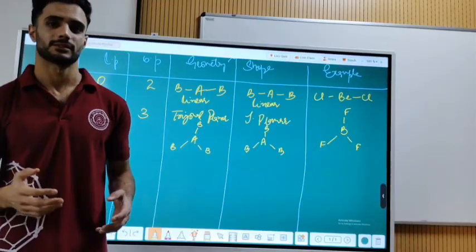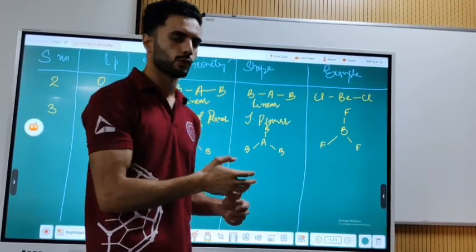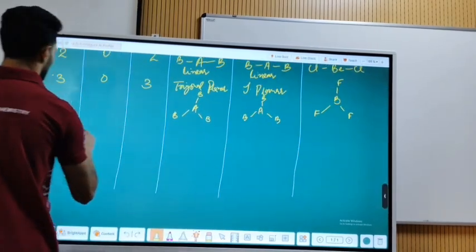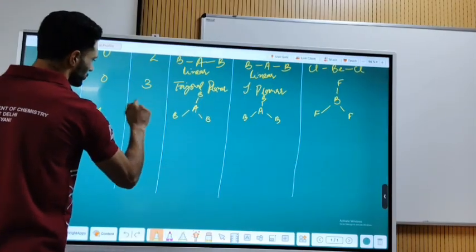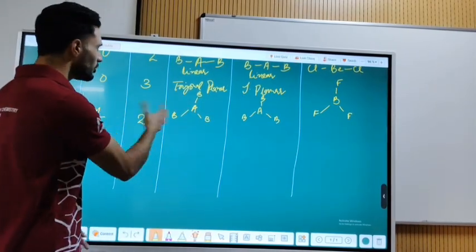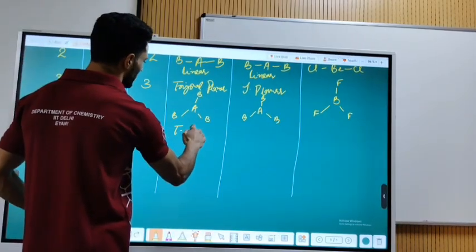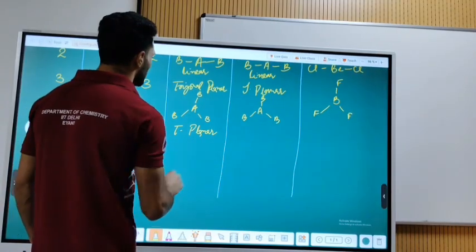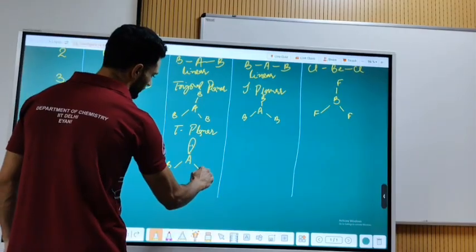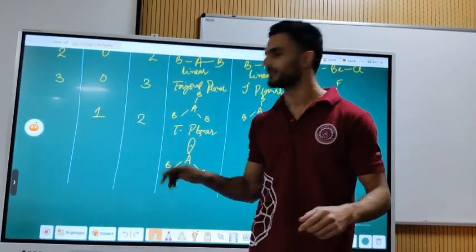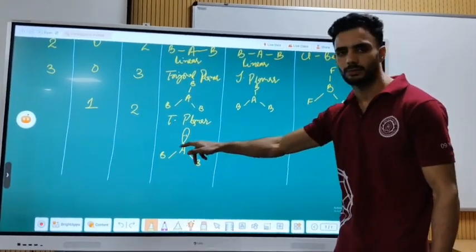Now, the second case arises when 1 lone pair and 2 bond pairs are present. So we will try to predict the shape through VSEPR theory. When the number of lone pairs is 1 and the number of bond pairs is 2, the geometry will be the same because the steric number is still 3. So the geometry will be trigonal planar, like this: A, B, and B. But the shape will not be trigonal planar, because the lone pair isn't counted in the shape, only bond pairs count.